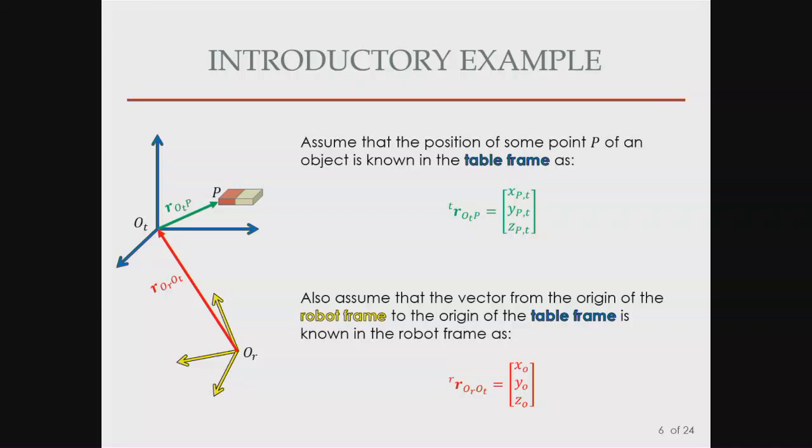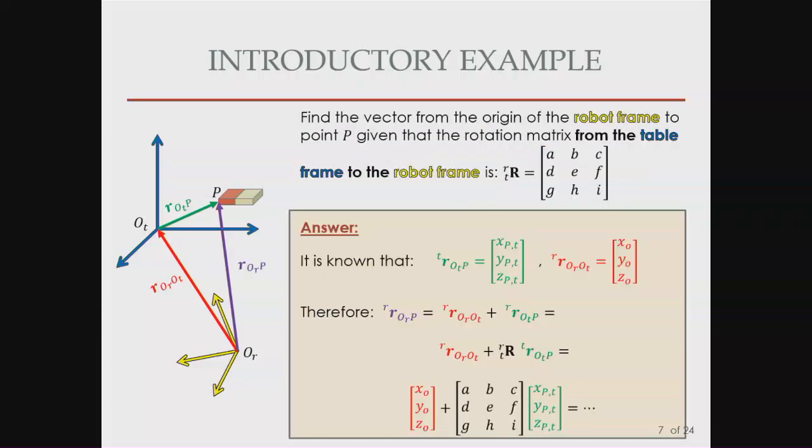So the task, for this example, is to find the purple vector from the robot to that point P. If the robot wants to grab the object, it needs to calculate where to go. And I programmed the location of the object in the table coordinate system, so how to find this purple vector in the robot coordinate system? What I need to do is sum the two vectors, the red and the green. I would sum them.